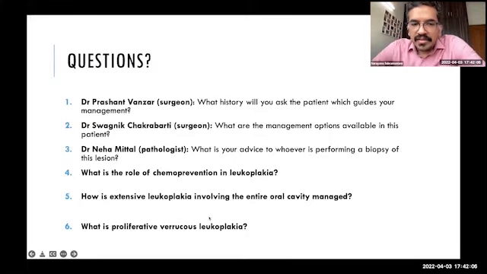So the next question is, if you have extensive leukoplakia involving the entire oral cavity, so the patient opens the mouth and all you can see is leukoplakia all over the hard palate, buccal mucosa, alveolus, and the tongue, how are you going to manage that?